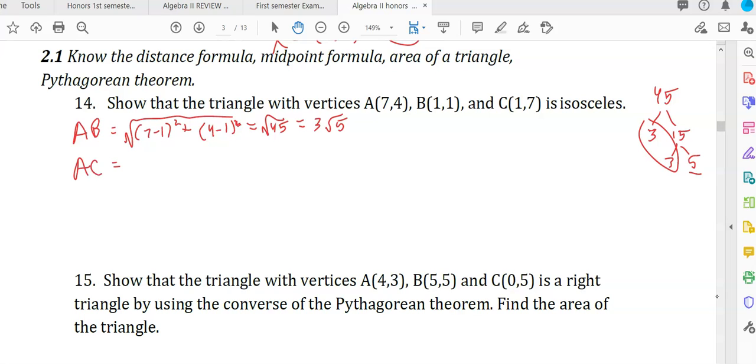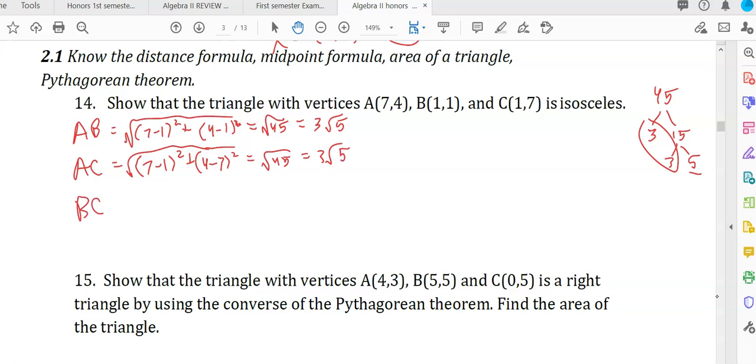Let's do AC. So that would be AC is 7 minus 1 squared, very similar to that first one, plus, I guess, 4 minus 7 squared, which is 6 squared, which is 36, minus -3 squared, which is 9. Oh, wow, we get square root of 45, which we just figured out is 3 root 5.